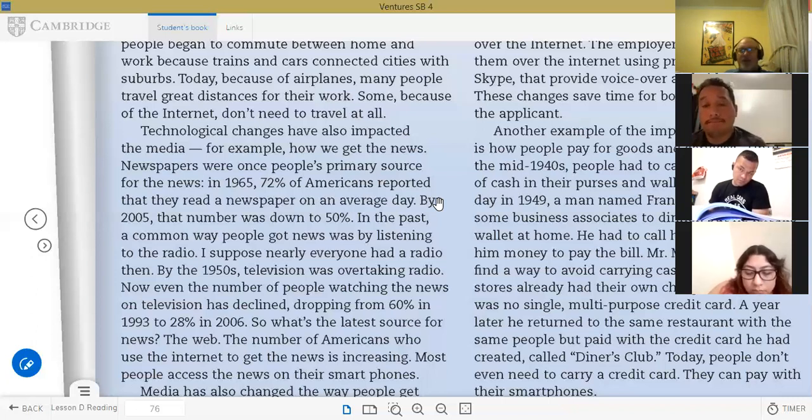The media, news and information, right? In the old days, where did we get our news and information? Television. They mentioned three of the old ways, right? Newspaper, radio, television. Radio, TV, newspapers.